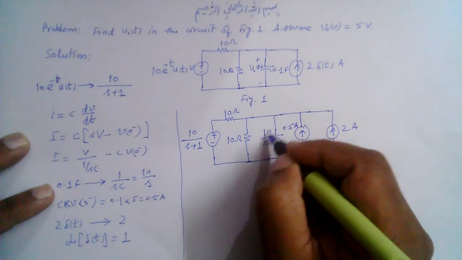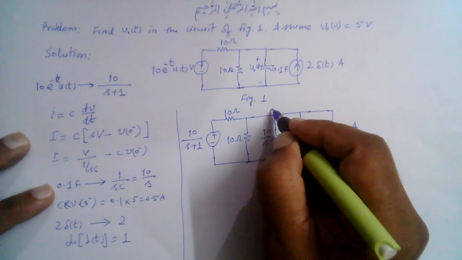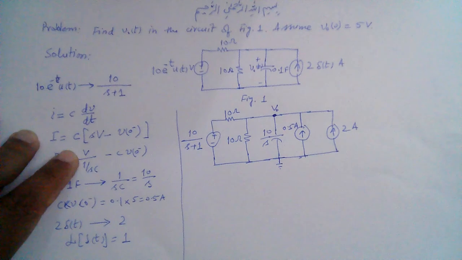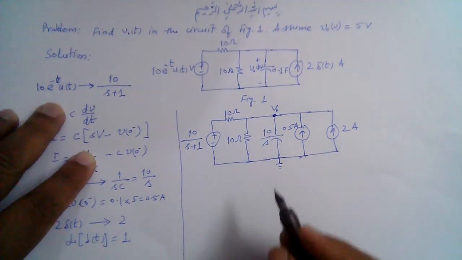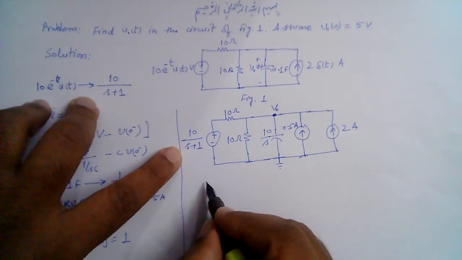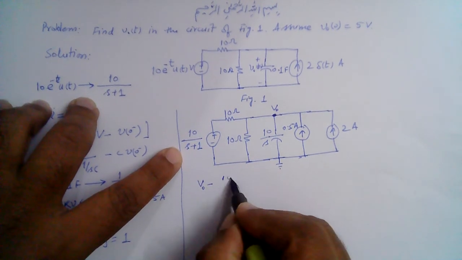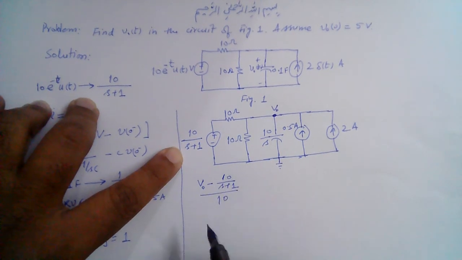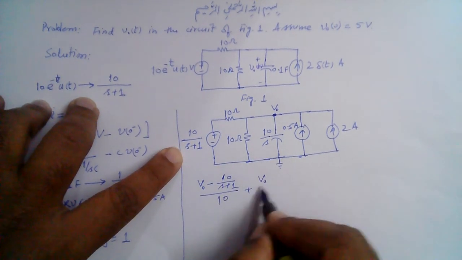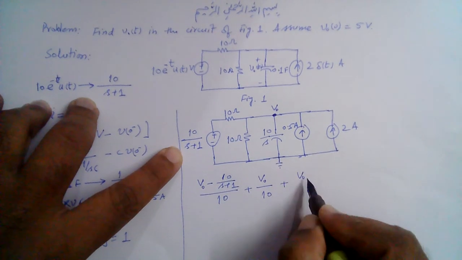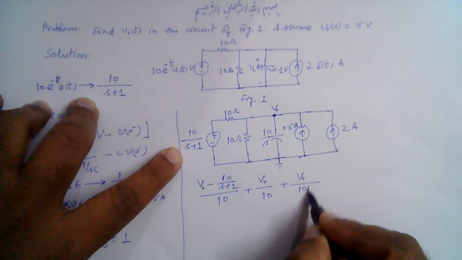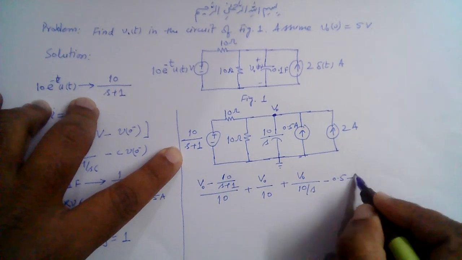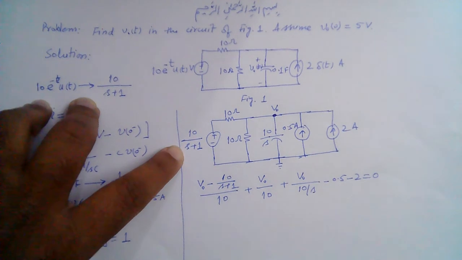So this is V naught across this capacitor, so we can represent a node V naught here, and we can take this as the reference node. So we can simply apply nodal analysis. So V naught minus 10 over s plus 1, divided by 10, plus V naught over 10, plus V naught over 10 over s, minus 0.5 minus 2 is equal to 0, right?